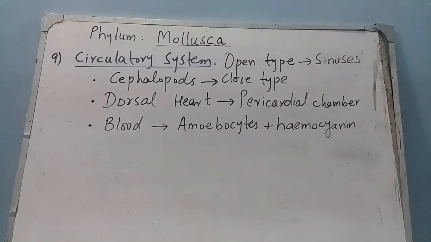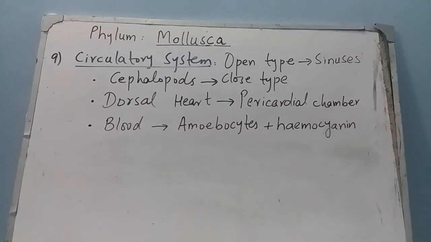And next is about blood. The blood consists of cells which are known as amoebocytes, and the blood also contains a blue colored pigment known as hemocyanin.